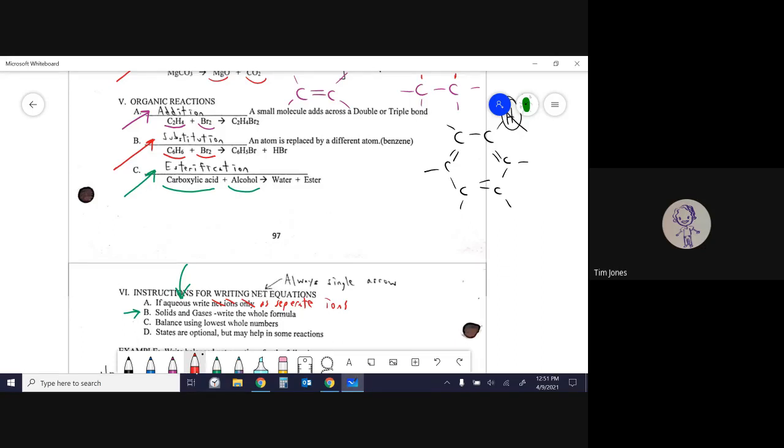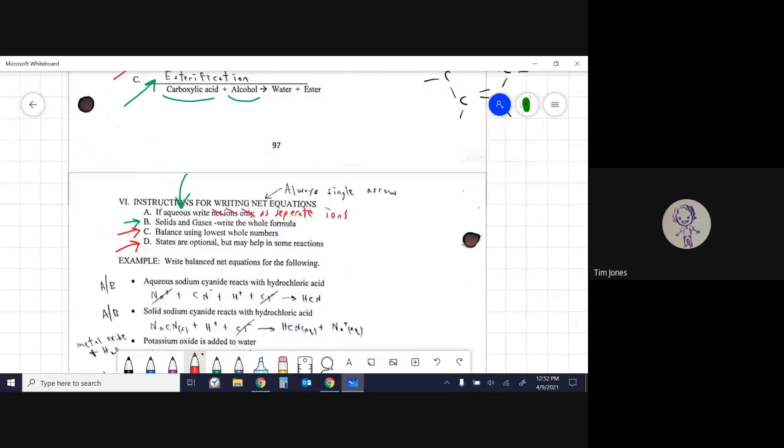You do need to balance things, letter C. Usually we'll do lowest whole numbers. Obviously, if you use fractions or decimals, you're not wrong, but we won't match. So let's try to stick to lowest whole numbers so at least our answers match. I say states and letter D are optional, but they can be helpful. So if it seems like states are going to be important as you're reading the question, go ahead and put them. Worst case scenario, you decide you don't need them, you can ignore them or cross them out.